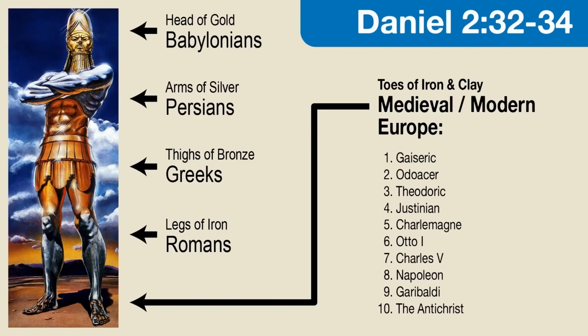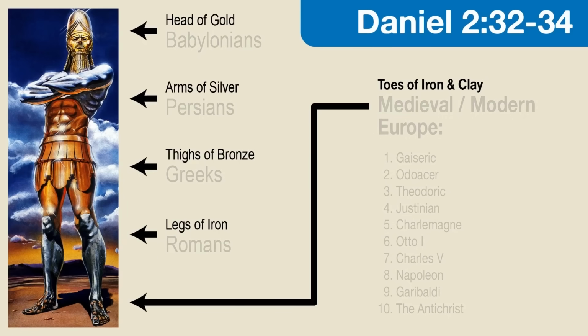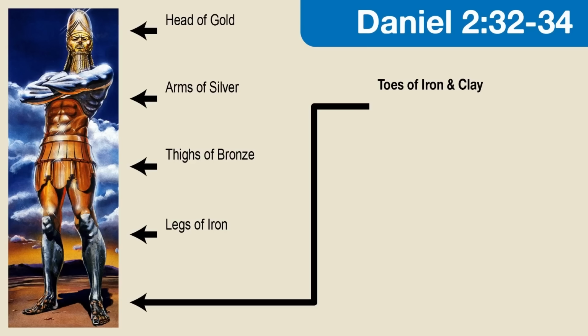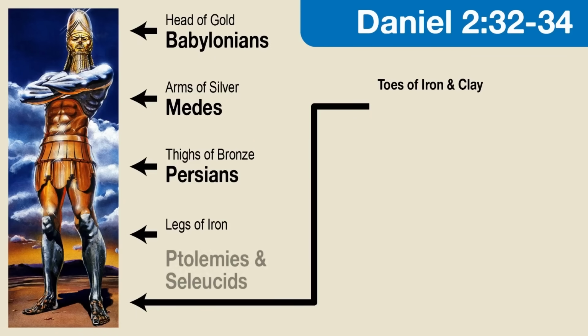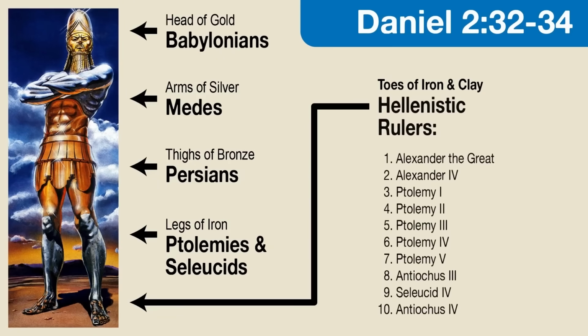However, if we accept the viewpoint that Daniel was actually written by an anonymous author during the Greek period, a different interpretation makes more sense. Instead of describing the future, the author was actually describing the past, up until the time of writing. Understood this way, the head represents Babylon, the arms represent the Medes, the thighs represent Persia, and the 2 legs represent the 2 Greek kingdoms, the Ptolemies and the Seleucids, with the 10 toes representing the 10 Hellenistic rulers that had ruled Judea up until that point.